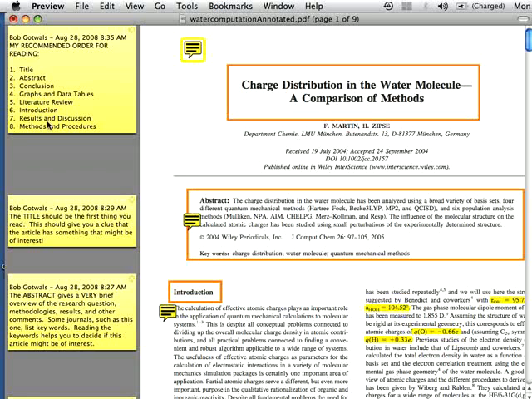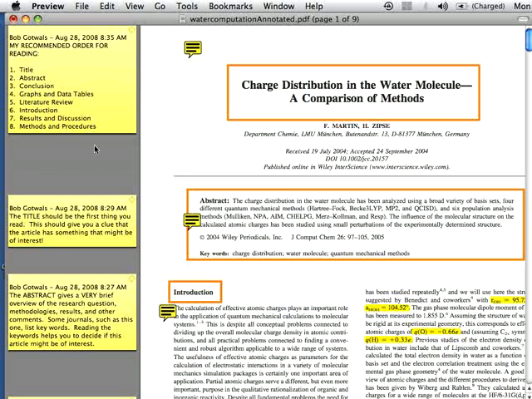Results and discussion would be the seventh thing that you would read. Most of the time the results and discussion has been summarized up here in the conclusion, so if you want a little bit more in depth, you could read this. And the last thing that you would read would be the methods and the procedures. You would only read the methods and procedures if you think you want to try to replicate what these authors are trying to do, or if you're trying to figure out what method they used to solve a particular problem.